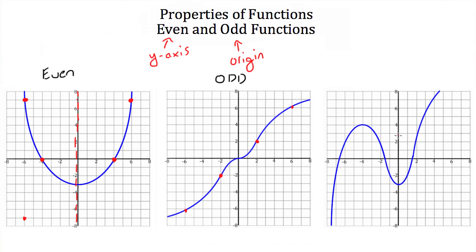Now my last graph is not symmetrical across either the y-axis or the origin. It does not mirror across the y-axis. And it does not mirror across this point, the origin. So I would say that this function is neither. So that's how you identify even and odd functions using their graphs. And that completes the tutorial on properties of functions.